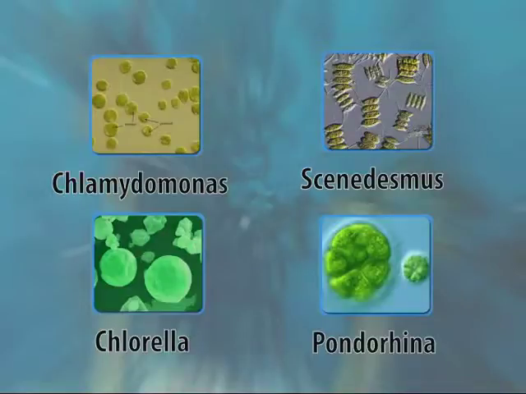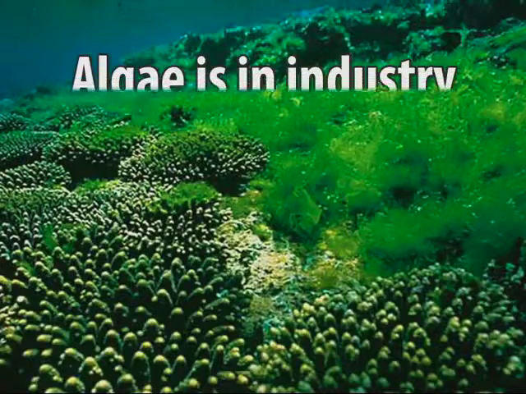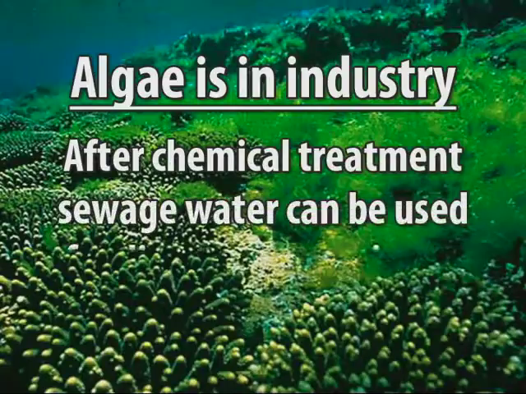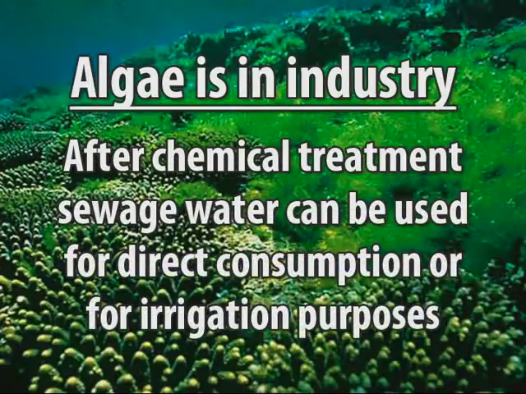water, and after living in that water for a longer period of time, it has been seen that they can actually convert the sewage water into fresh water, and after chemical treatment, that sewage water can be used for direct consumption or even sometimes for irrigation purposes. That means alga can also play a vital role in converting wastewater or contaminated water into pure fresh water.